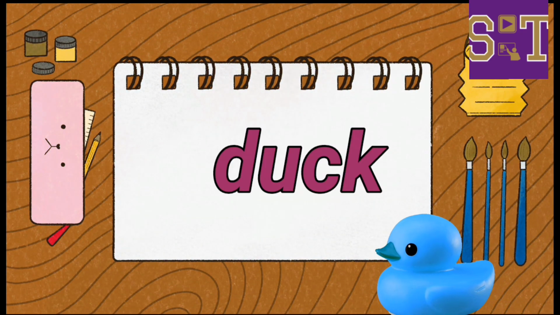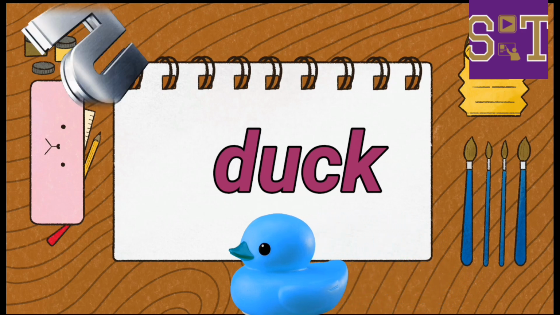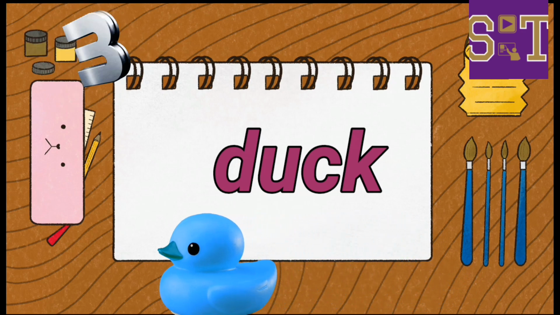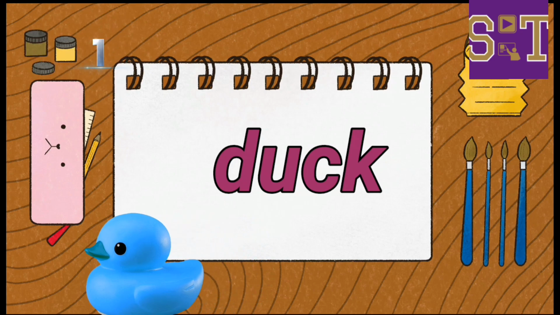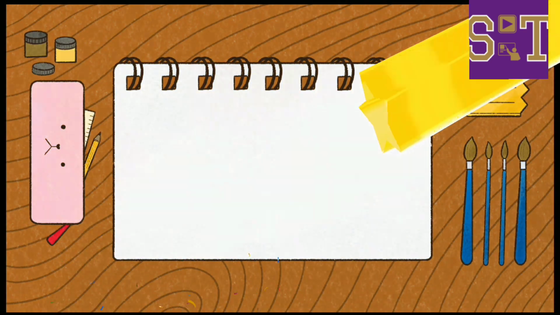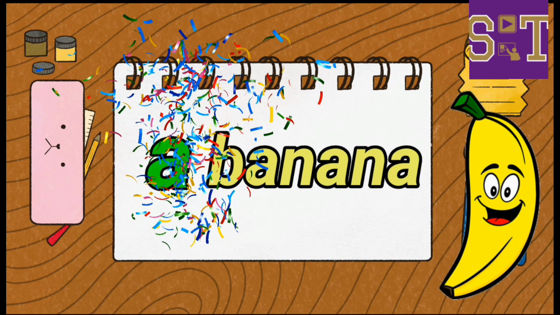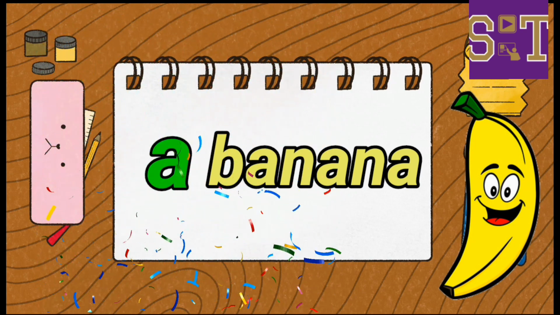Duck. The word duck has a consonant sound, so what we have to use here? A duck. Banana. The word banana has also a consonant sound, so what should we use here? A banana.